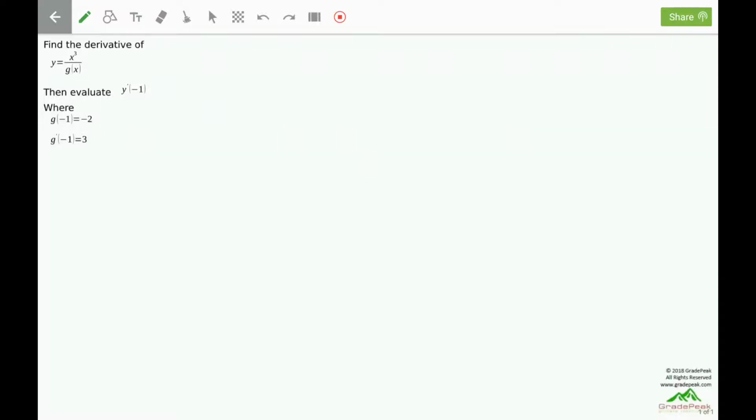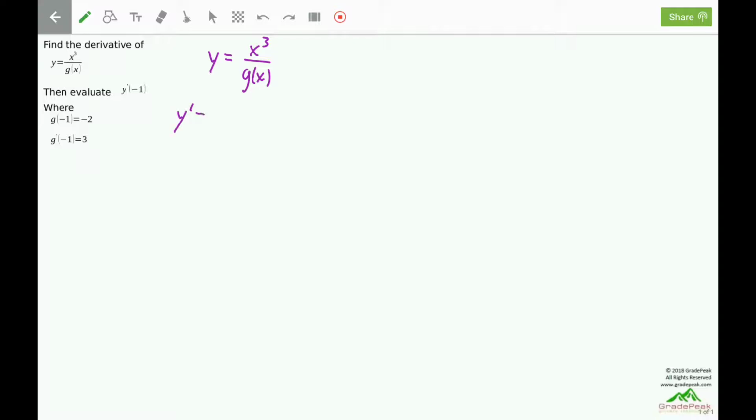Find the derivative of y equals x cubed divided by g of x, then evaluate y prime of negative 1, where g of negative 1 is negative 2, and g prime of negative 1 is 3. Y here is the quotient of two functions, one that is known, x cubed, and one that is unknown, g of x. Since we have a quotient, we will use the quotient rule for the derivative.